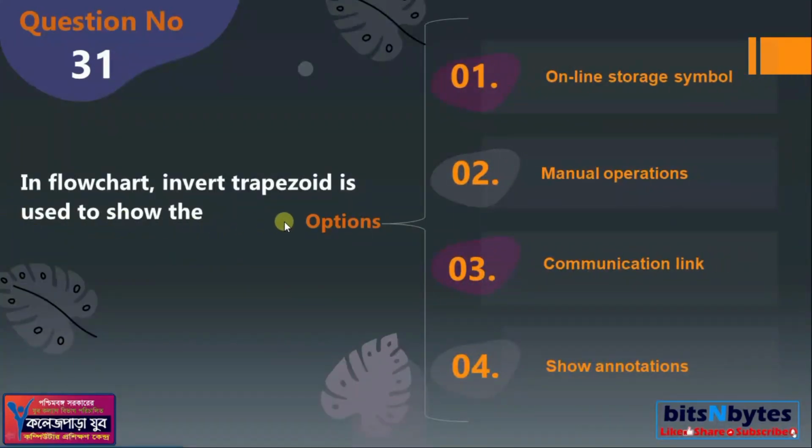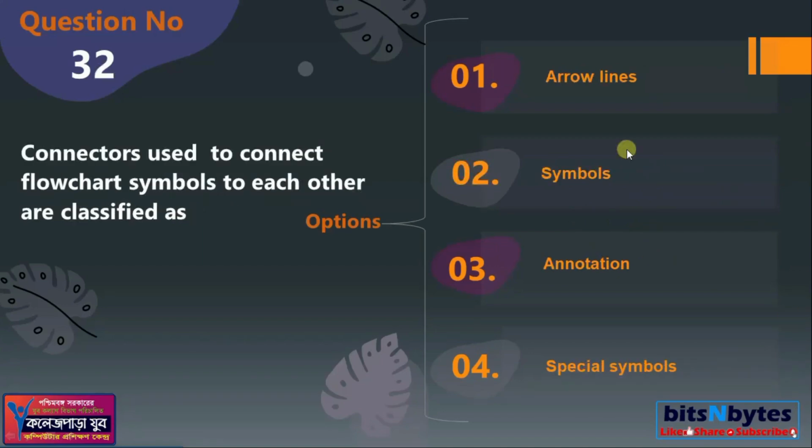Question 31. In a flowchart, inverted trapezoid is used to show the: 1. Online storage symbol, 2. Manual operations, 3. Communication link, 4. Show annotation. Answer: manual operations.